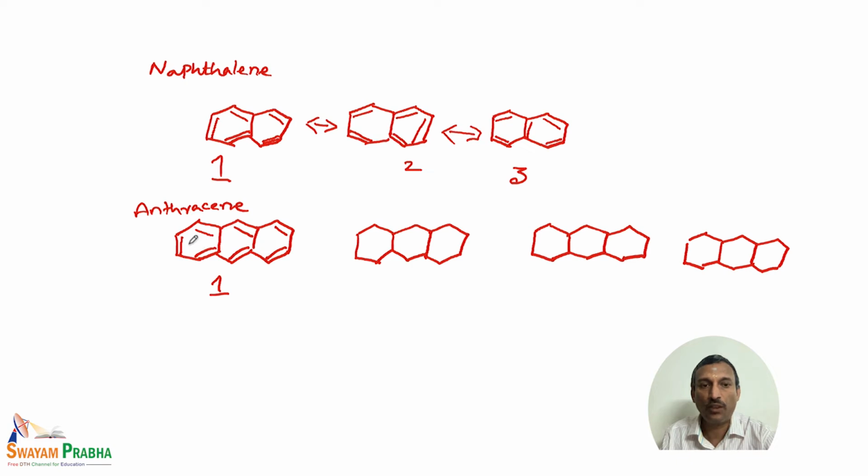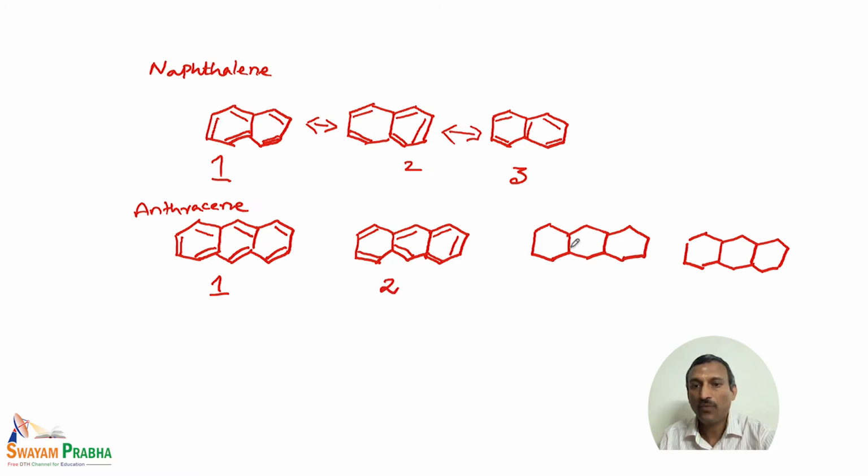Here we started with this ring as the vertical double bond. Then we can also start from the other end. So let us start from the other end and then complete the other double bonds here. So we have the second resonance structure for anthracene drawn.